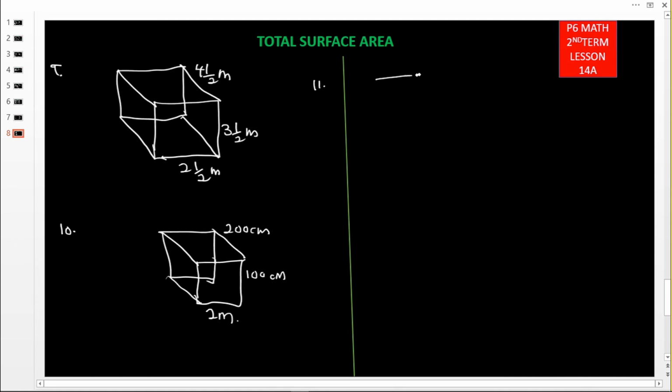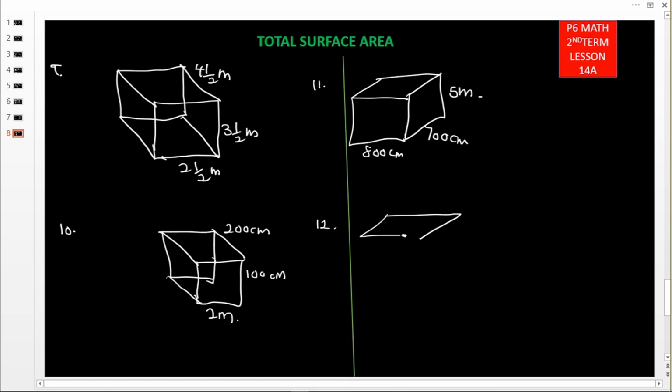Number 11, 800 centimeters, 700 centimeters, 5 meters. Still the same. Number 12, this is 900 centimeters, 120, then this is 10 meters.